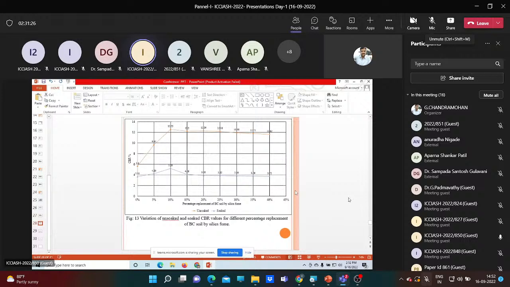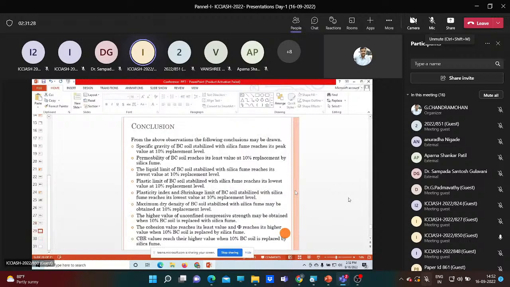So coming to the conclusions, we can say that the specific gravity of BC soil stabilized with silica fume reaches its peak value at a 10% replacement level. Permeability of BC soil reaches its least value at 10% replacement by silica fume. The liquid limit, plastic limit, plasticity index, and the shrinkage limit, which are together taken as the Atterberg limits, proved to be the lowest at a 10% replacement level.